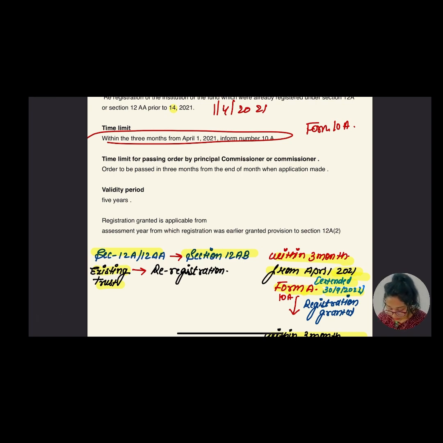The order is to be passed within 3 months, which means the application is going to be granted within 3 months from the end of the month in which the application was received. For example, let's say April was the last time limit, 2021, but let's not go for the extension time period. So let's take March 2021.